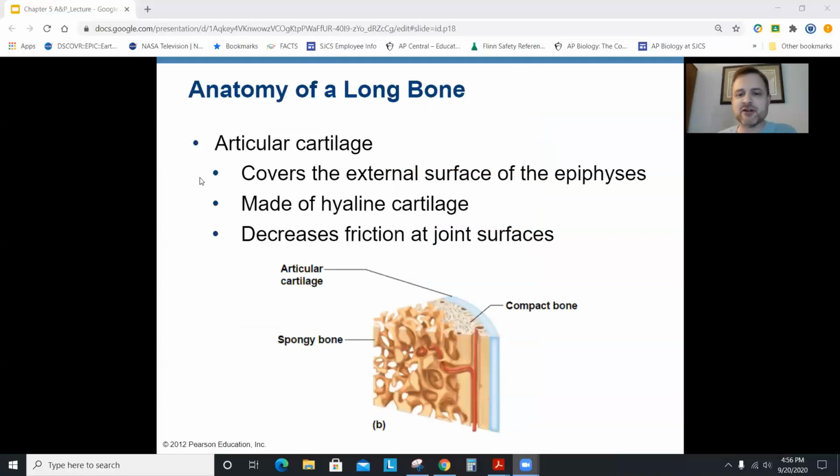Okay, the articular cartilage. This is the layer of cartilage that we mentioned earlier that's on the ends of the bone, the epiphyses. It's made of hyaline cartilage. Its job is to have a nice glassy, smooth surface so you don't get friction between bones at joints.